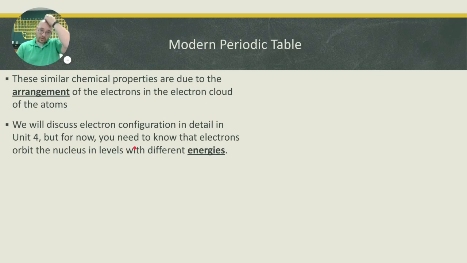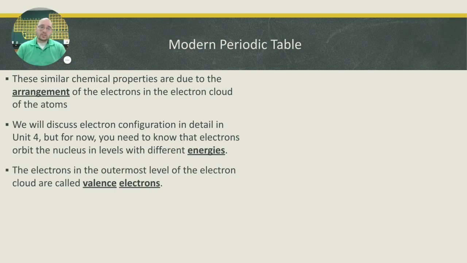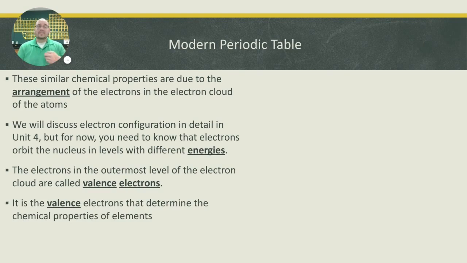But for now, what you need to know about electrons in the nucleus is that they orbit the nucleus with different levels of energy. Now, this was something that was proposed by Niels Bohr. We talked about that in the atomic theory notes. Niels Bohr proposed that electrons surround the atom in defined orbits. He called them energy levels. Electrons in the outermost energy level, the electrons on the very outside of that electron cloud, are called valence electrons.